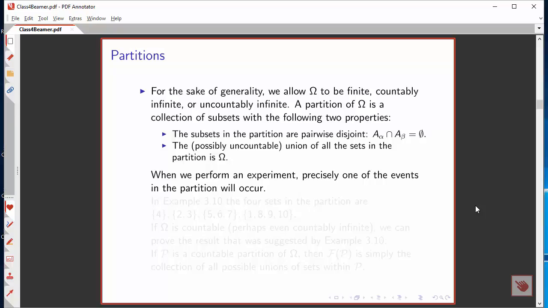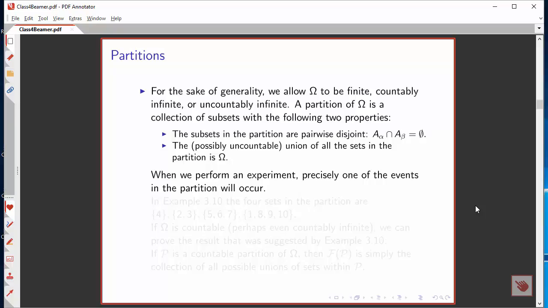And notice I've carefully subscripted with alpha and beta to avoid any implication that I'm only talking about countably infinite sets. Second requirement for a partition is that the union of all the sets in the partition, this could well be an uncountable union, is the entire sample space. Now, when we perform an experiment, precisely one of the events in the partition will occur, because something will happen, and that something cannot belong to two different events in the partition.